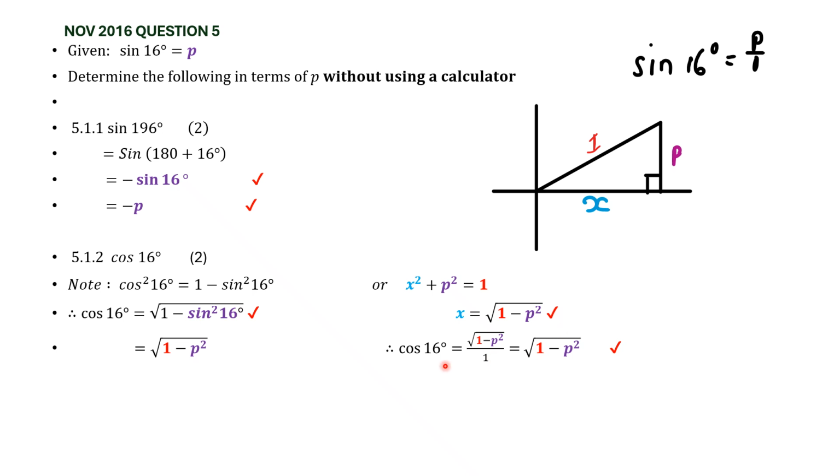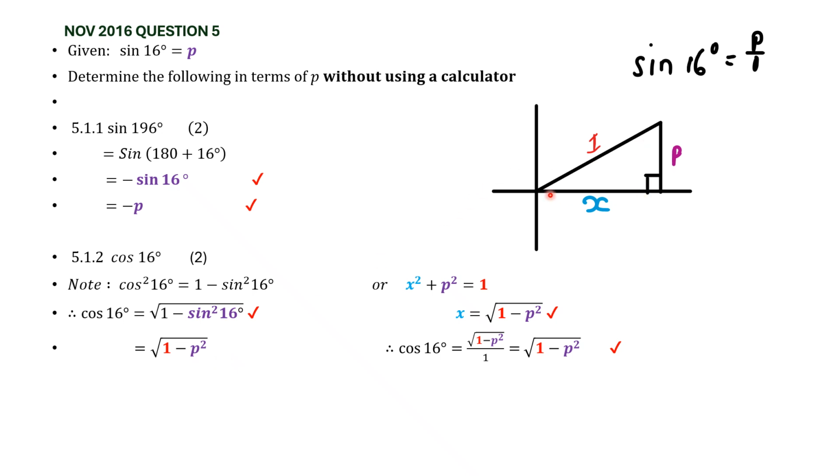Right, so cos 16 degrees technically would then be my x value over my r value, which is the square root of 1 minus p squared over 1, and anything divided by 1 stays the same. So that becomes the square root of 1 minus p squared. Right? So if sine 16 is p, then cos 16 would be the square root of 1 minus p squared. If I said sine 50 equals k, then cos 50 would be the square root of 1 minus k squared.